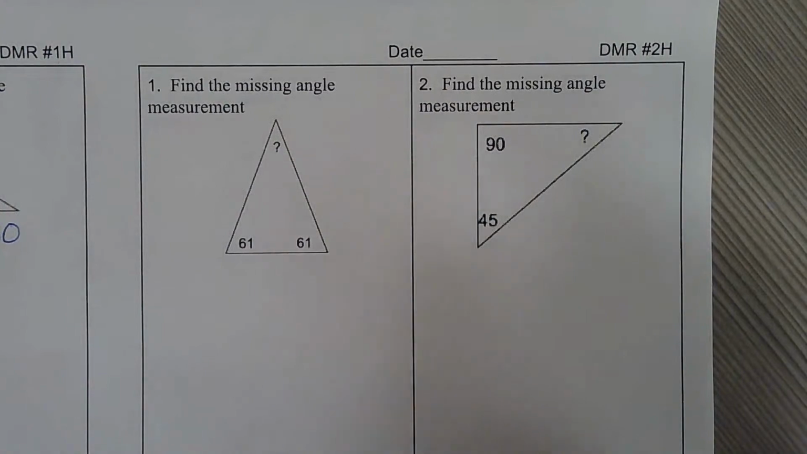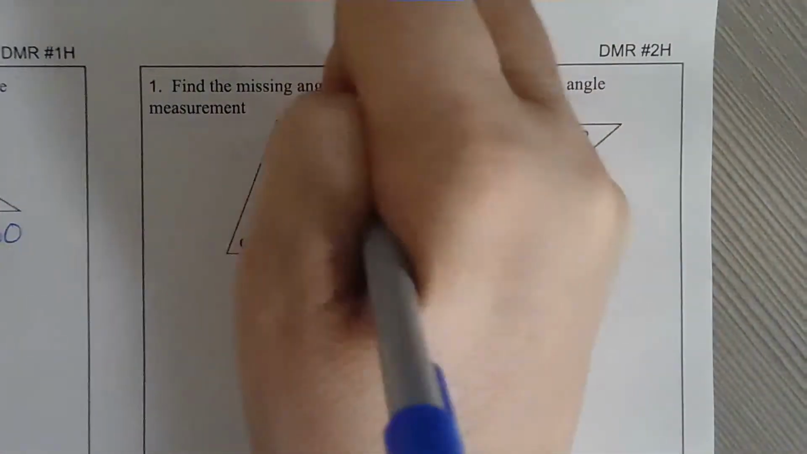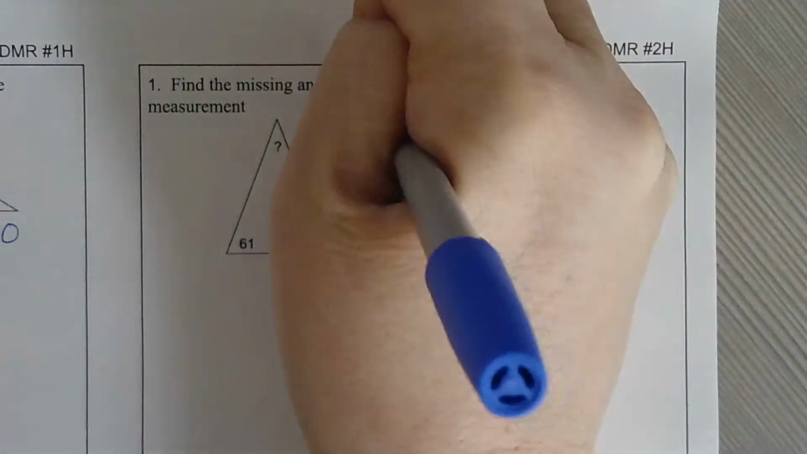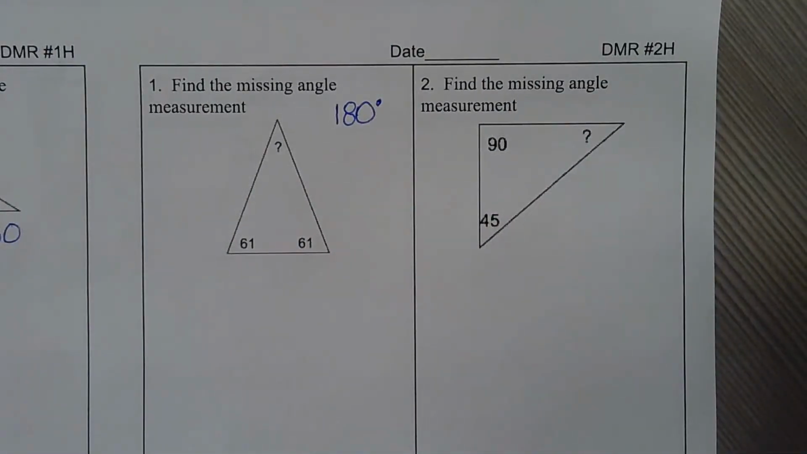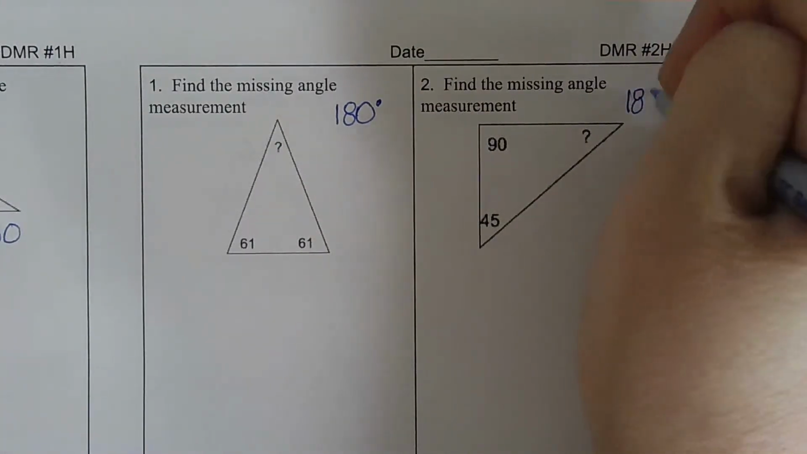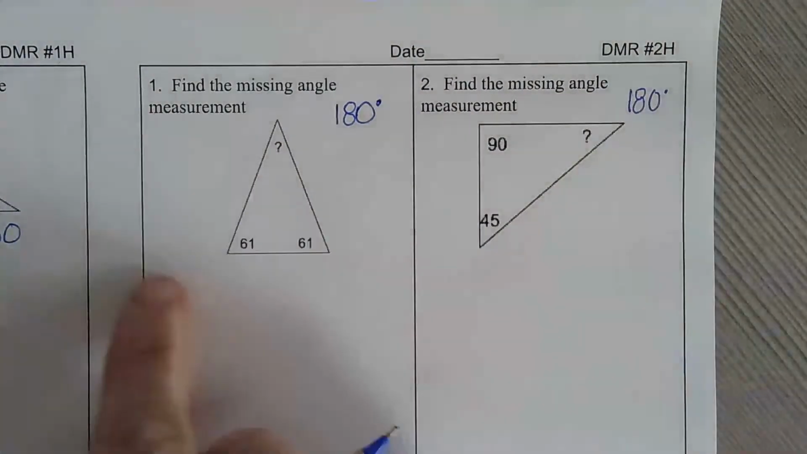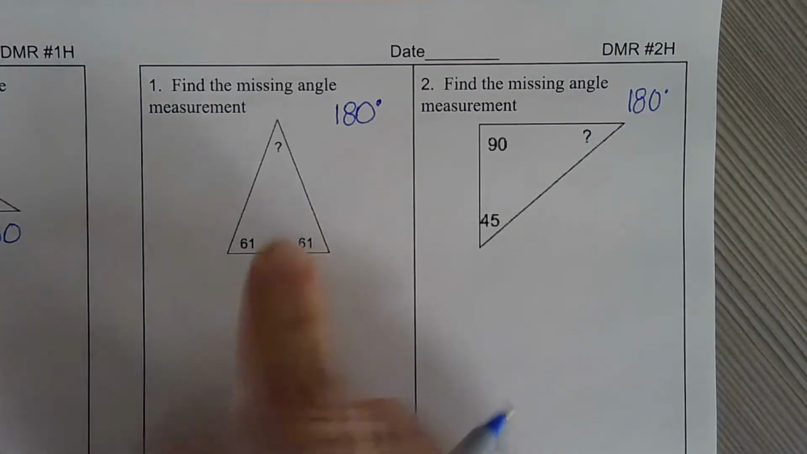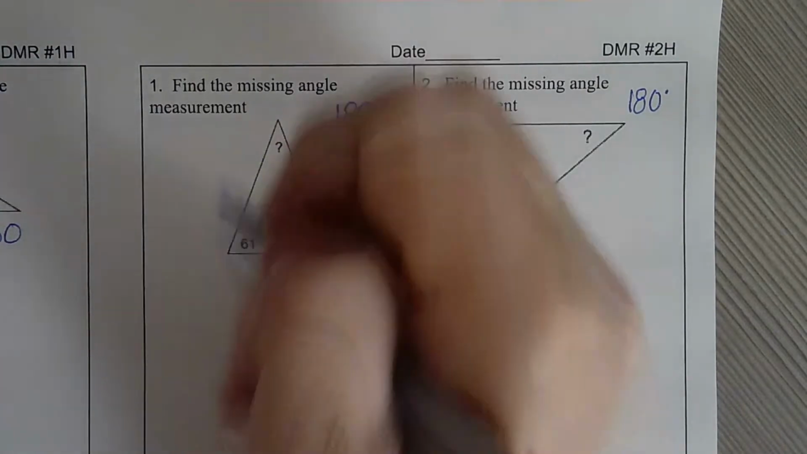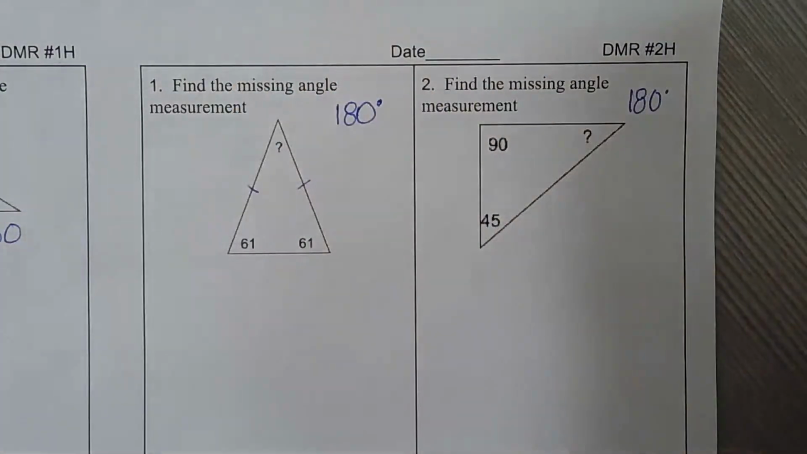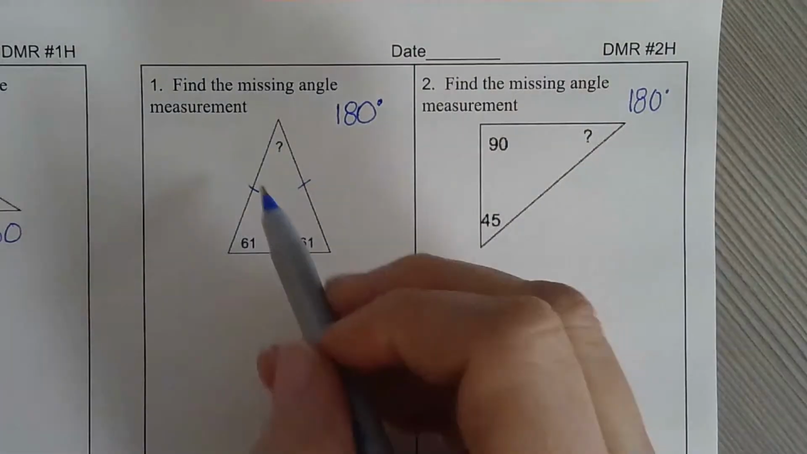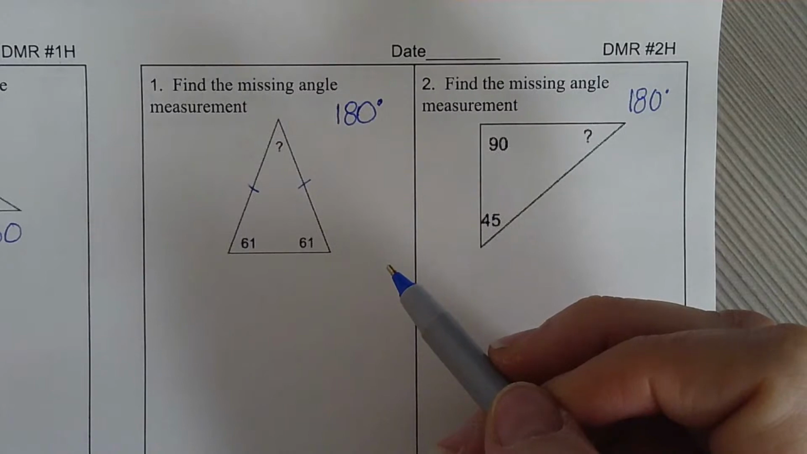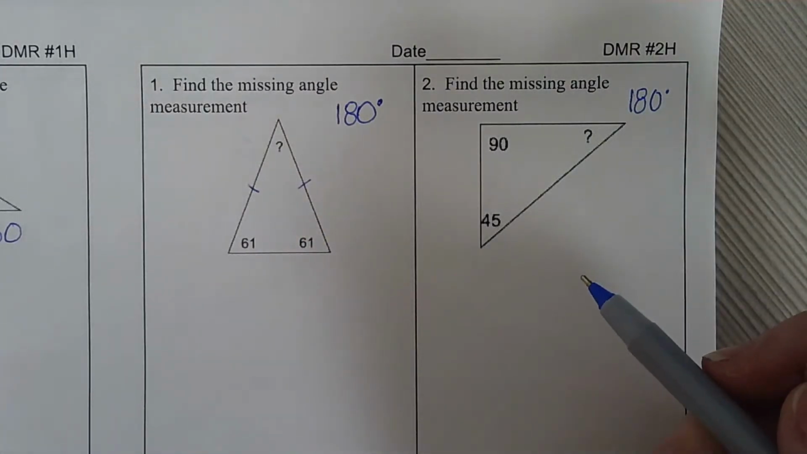And as a reminder from DMR number 1, when you add up all three angles, the sum will need to equal 180 degrees for all triangles, no matter what the triangle looks like. So in this first triangle, we have a 61 and a 61. Since these two angles are the same, it would also mean these two lines are the same. And even though it's not asking us this, just as a review, when you have a triangle with two equal sides, it is called an isosceles triangle.